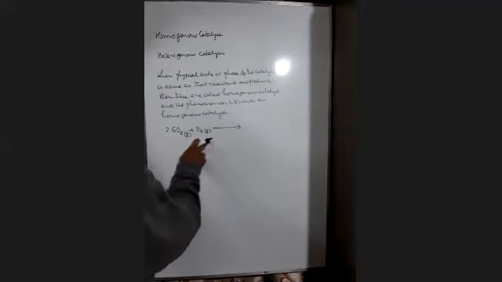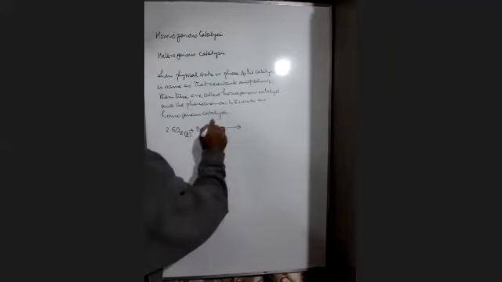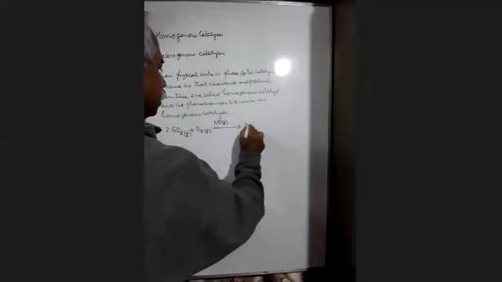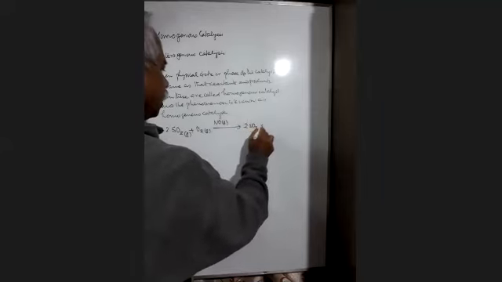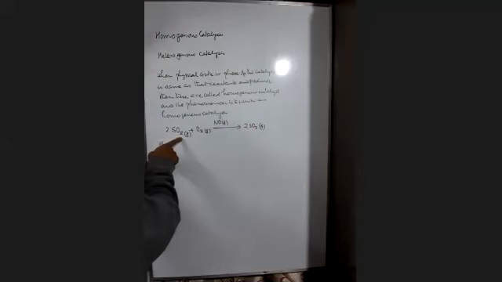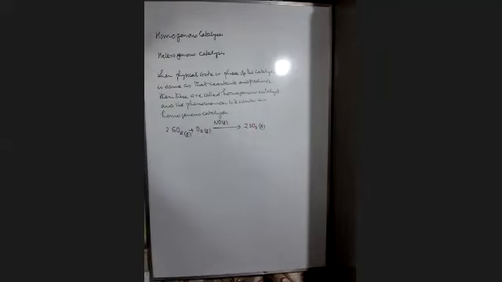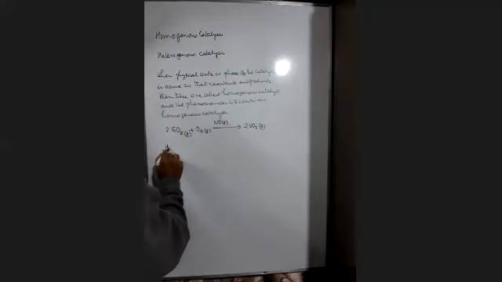Sulfur dioxide is very difficult to oxidize, so you require a catalyst. In this case, we use nitric oxide gas. See here, this is gaseous, this is gaseous, this is also gaseous, this is also gaseous. So this nitric oxide is a homogeneous catalyst.